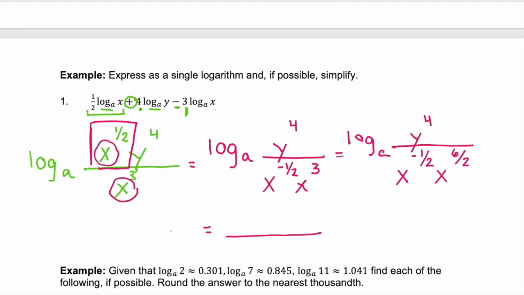Oh, I didn't give myself enough room. So y to the 4th stays in the numerator. We are combining the exponents for our denominator. So negative 1/2 plus 6/2, which is x to the 5/2. Now it's simplified because we only have one x and one y.